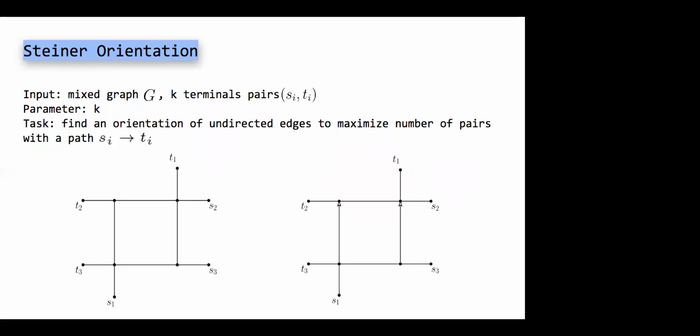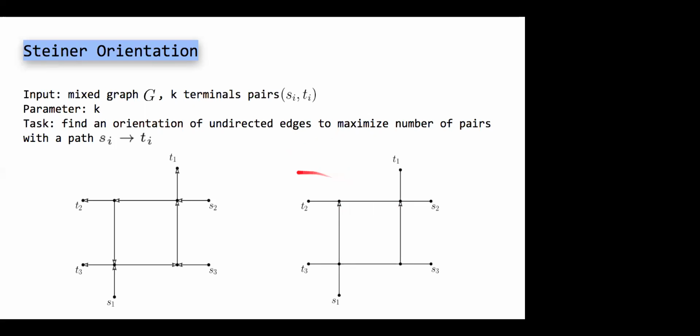Okay, so this was an introduction about hardness of approximation, and let me finally define the Steiner orientation problem. Here we are given a mixed graph G, so it can have both undirected and directed edges like there, and we are given k terminal pairs s_i, t_i, and the number of these pairs is the parameter. And the task is to find the orientation of the undirected edges to maximize the number of pairs with a path from source to the sink.